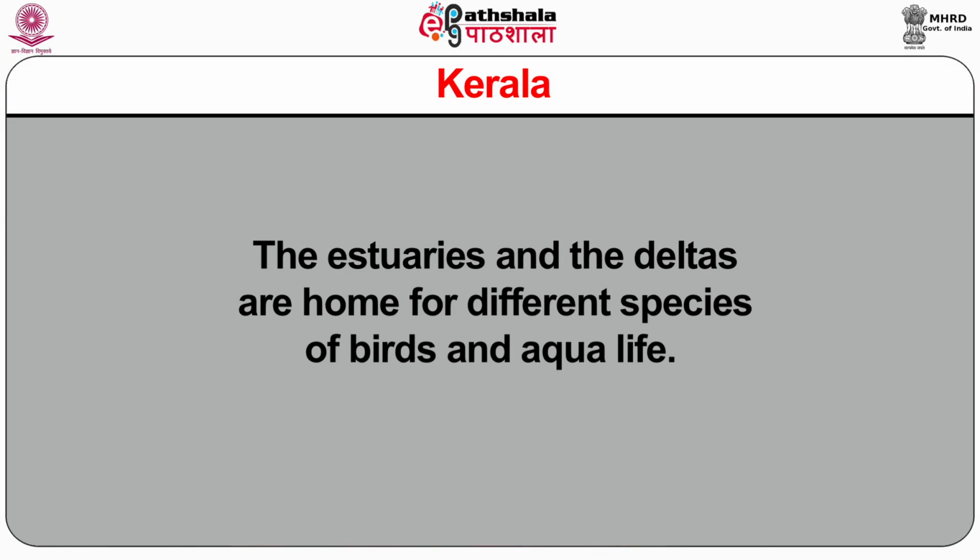For example, the following rivers: Chandragiri, Puzha, Valapattanam Puzha, Kallayi Puzha, Periyar, Puvar, etc. The estuaries and the deltas are home for different species of birds and aqua life.